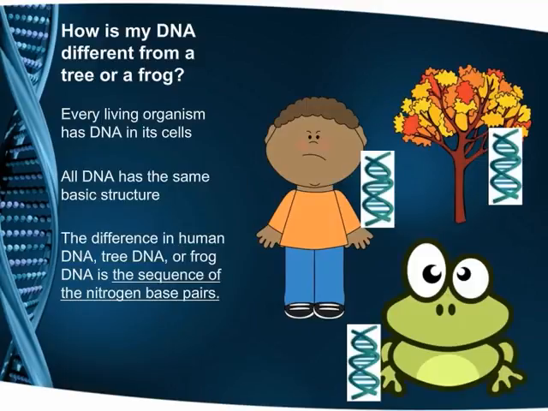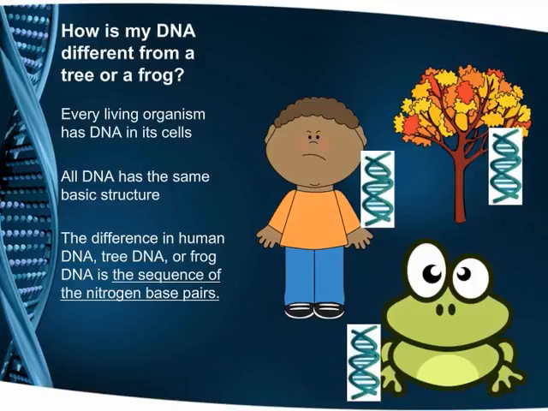You know by now that every living organism, whether it be a human, a tree, or a frog, or anything else, has DNA in its cells. So what makes your DNA different from a tree's DNA or a frog's DNA? There is a space to write this at the very bottom of your graphic organizer. The difference in DNA of humans, trees, and frogs is the sequence of the nitrogen base pairs.